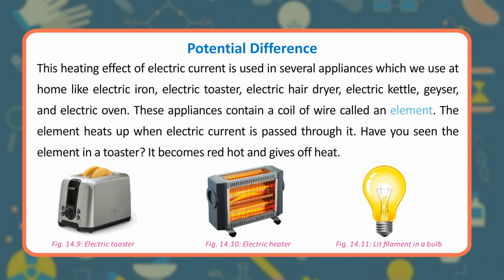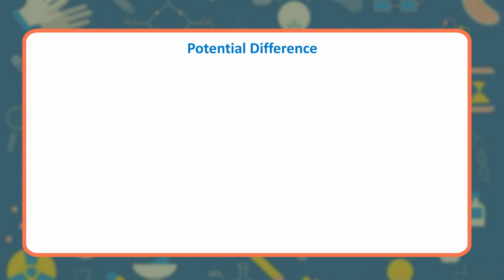These appliances contain a coil of wire called an element. The element heats up when electric current is passed through it. Have you seen the element in a toaster? It becomes red hot and gives off heat. Electric toaster. Electric heater. Lit filament in a bulb.